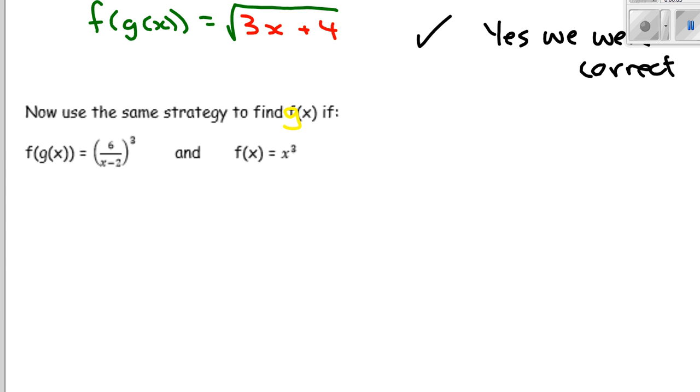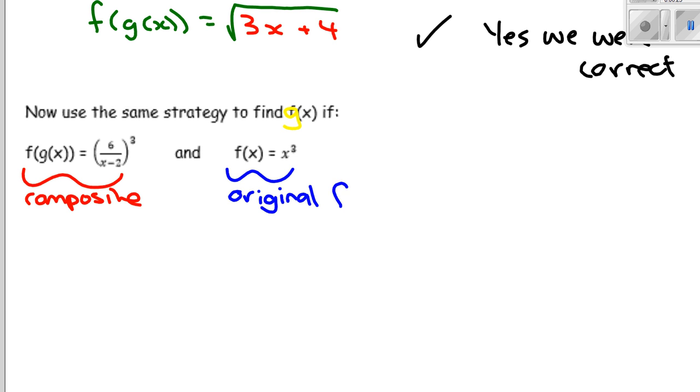So here's our composite, just reminding us how a composite looks. F of g of x. There's our composite. Here's one of the originals. In this case, I gave you the parent function again. I could have given you the one that was subbed in instead. So here's an original function. They want to know what is g of x. So change that up there to g of x.